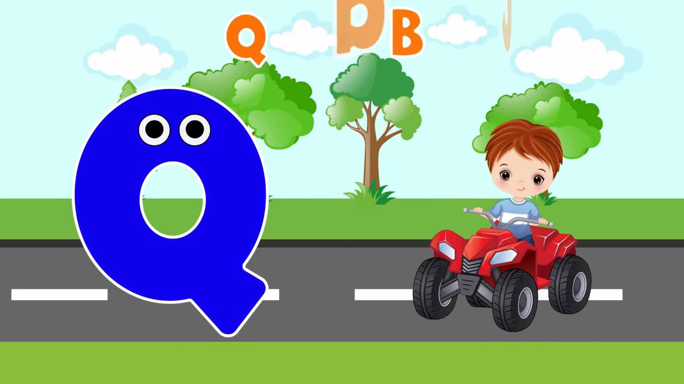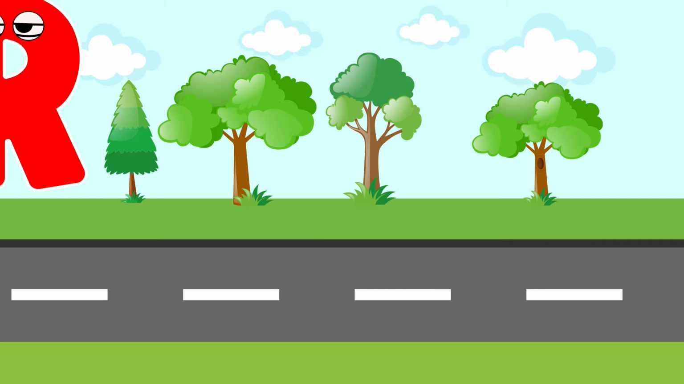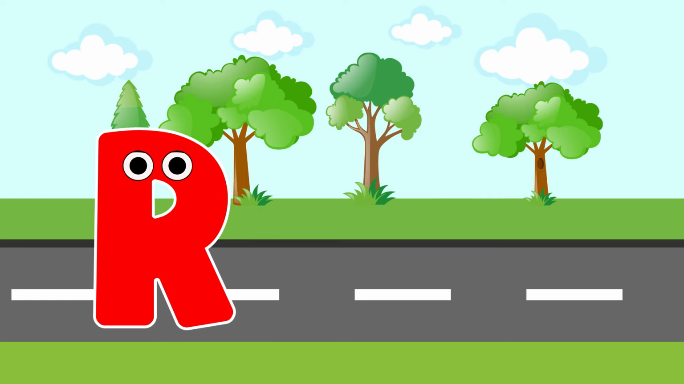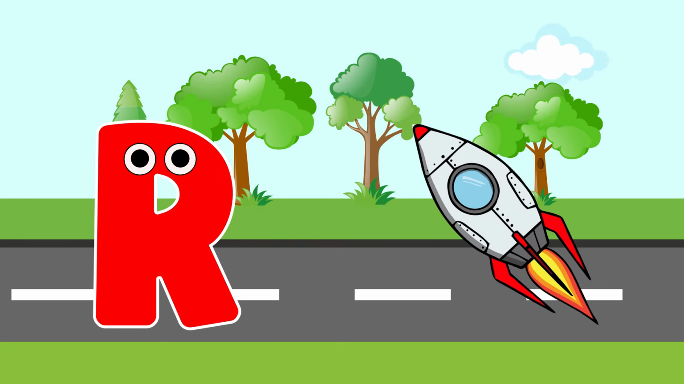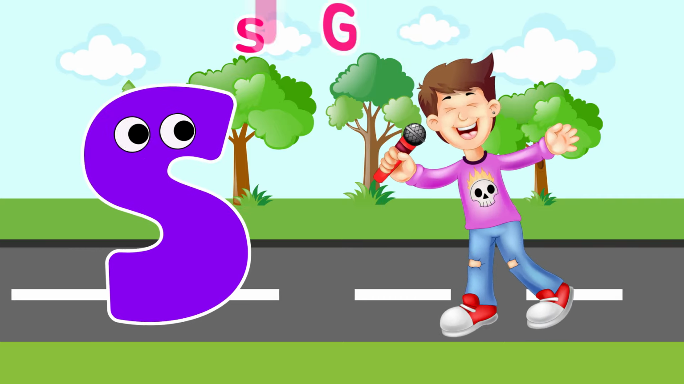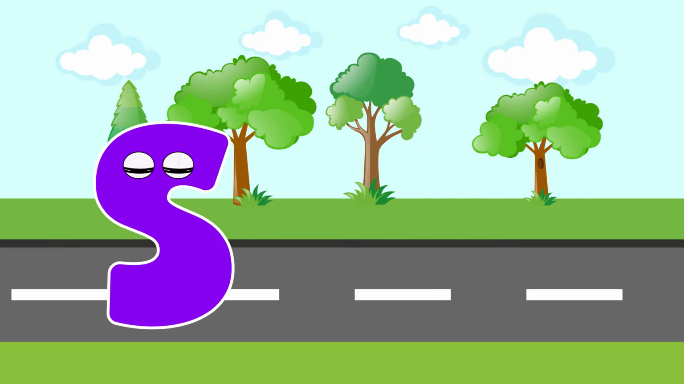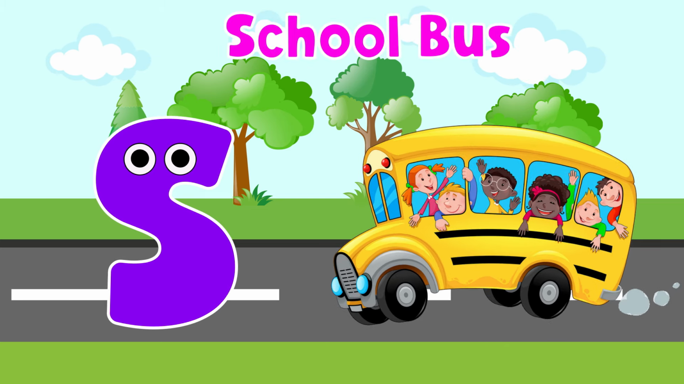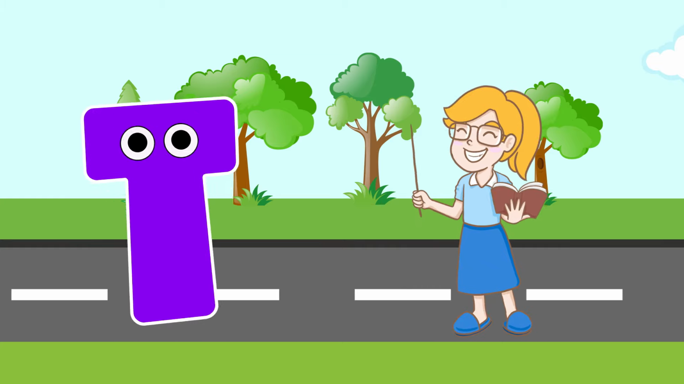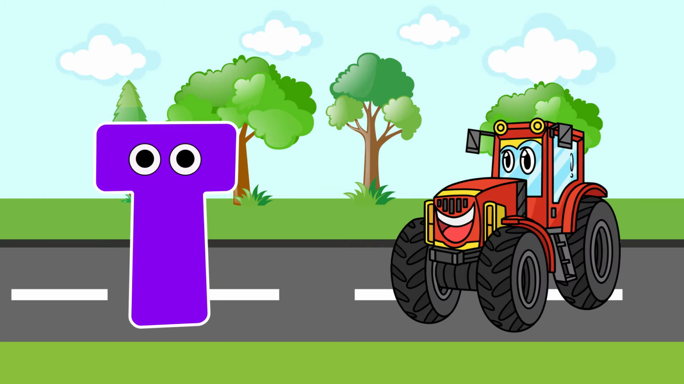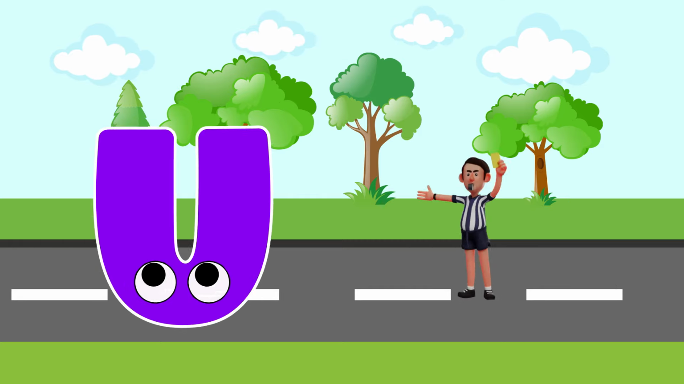Q, q, quad bike. R is for reporter. R, r, reporter. R is for rocket. R, r, rocket. S is for singer. S, s, singer. S is for school bus. S, s, school bus. T is for teacher. T, t, teacher. T is for tractor. T, t, tractor. U is for umpire.